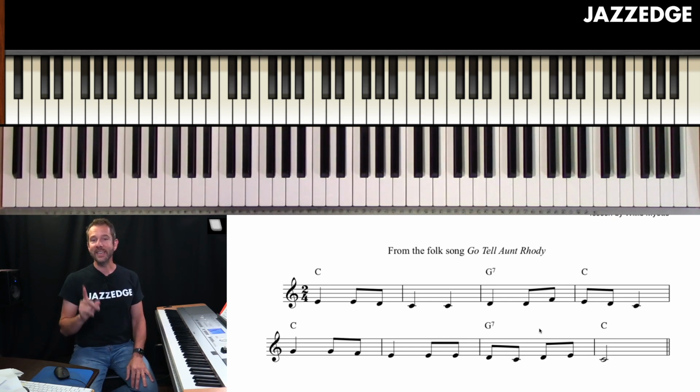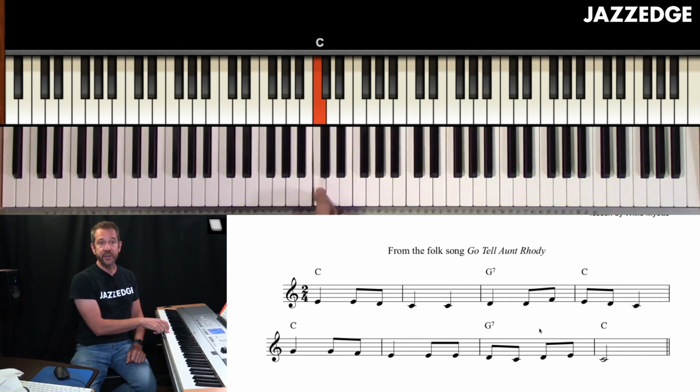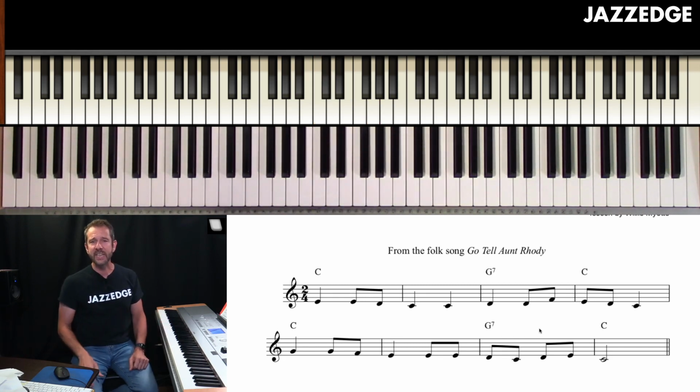Dominant motion is anytime you have a dominant chord that is resolving up a 4th or down a 5th to a target chord. I say up a 4th or down a 5th because it's really however you want to think about it. Some people find it easier to think about going up a 4th, some people find it easier thinking about going down a 5th. Whichever way is easiest for you is absolutely fine.